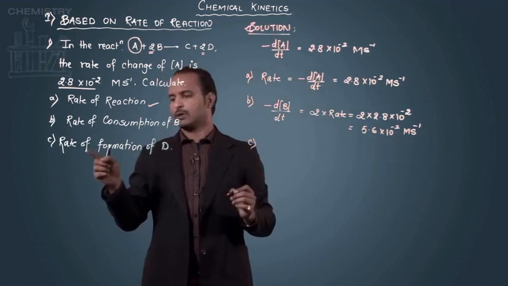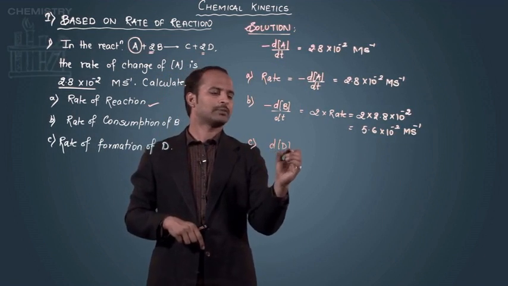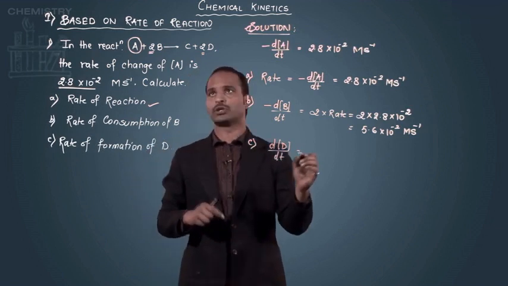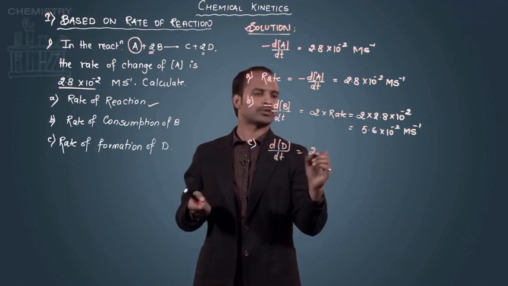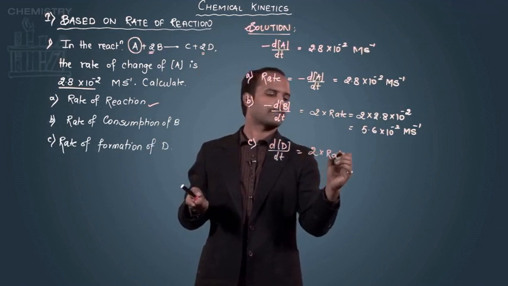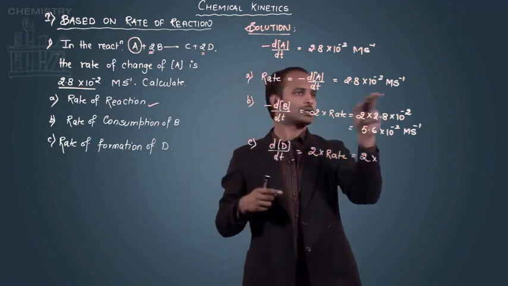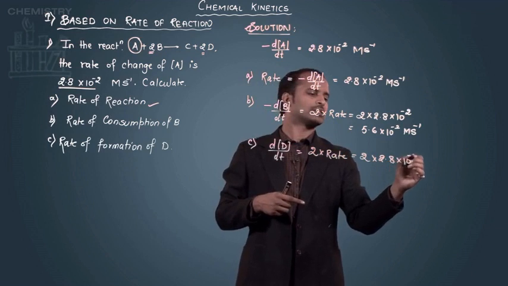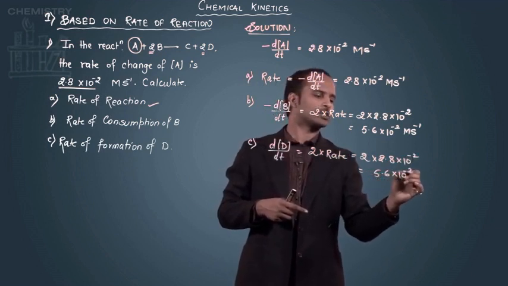C, the rate of formation of D. The formation, so no minus sign, only dD by dt. It is equal to, how many moles of D are forming? Simply I will say 2 moles, so it is going to be twice the rate of reaction. So it is going to be 2 into the rate of reaction, 2.8 again. That is, the answer is the same, 5.6 into 10 raised to minus 2 molar per second.